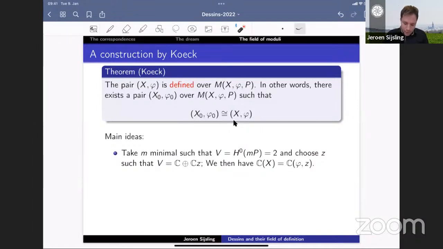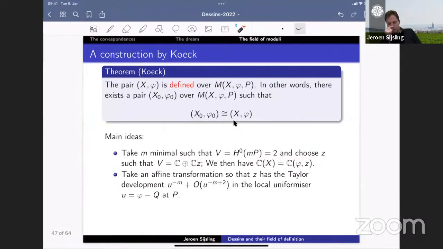You take your point, and remember this point was a point on X. It doesn't ramify, and its image is over Q downstairs. Good. Now, Cook says you take M minimal with the property that the global sections of this M P has dimension 2. Then you can find a Z such that this holds, and of course the constants are in there. He shows that this generates a function field of X. The function field of X is generated by this map phi to P1 that you already have, and your new Z. That's step 1.